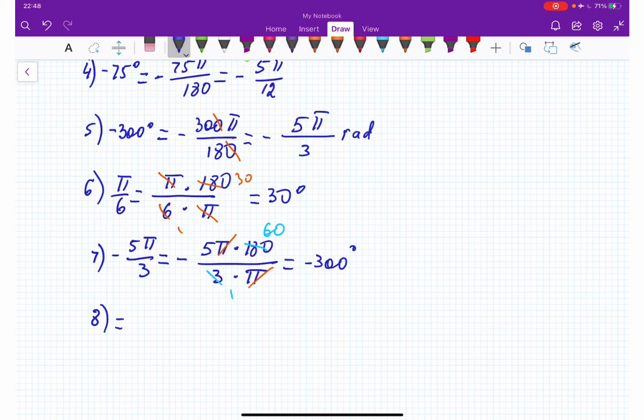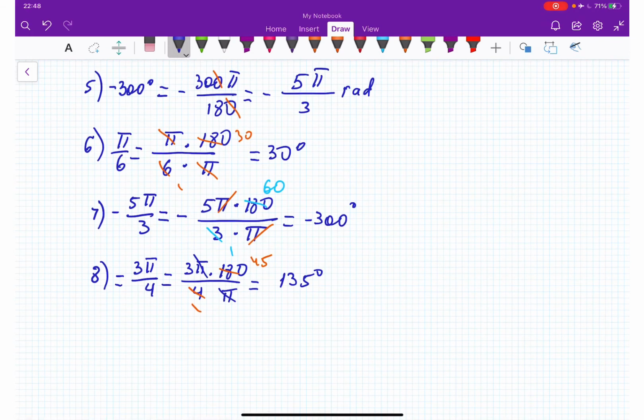We have 3 pi over 4, and we need to convert to degrees. It's going to be 3 pi over 4 times 180 over pi. So this pi is gone. 180 divided by 4 is 45, and we are getting 135 degrees.